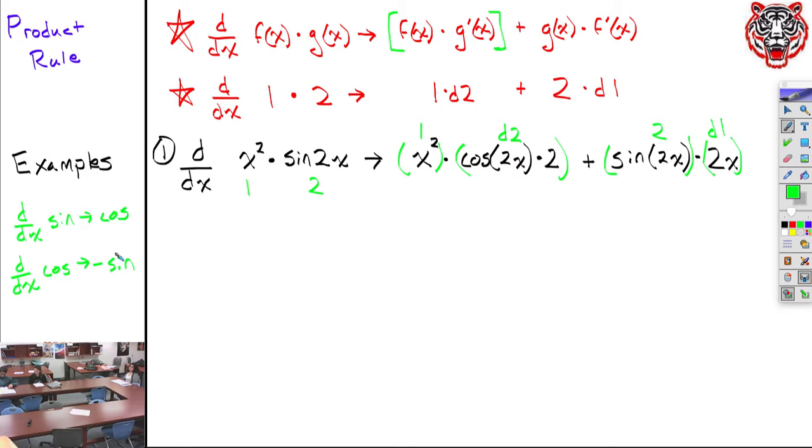Yep. Good. I want to do 2 more examples. Example number 2. Let's take the derivative with respect to x of negative e to the power of x times, and again, if it was the AP test, I'm not going to be so nice, times natural log of x. I would have normally just said e to the x natural log of x, and I would have assumed that you could find which function was which.